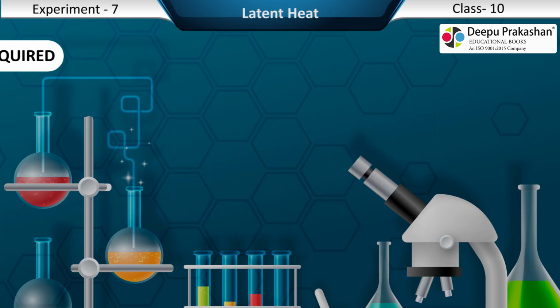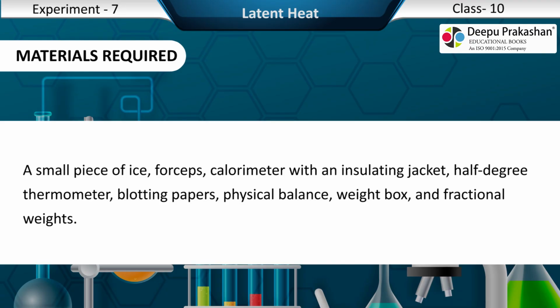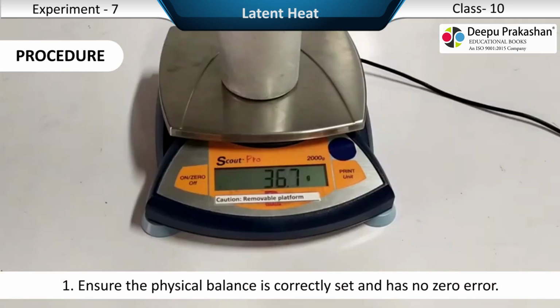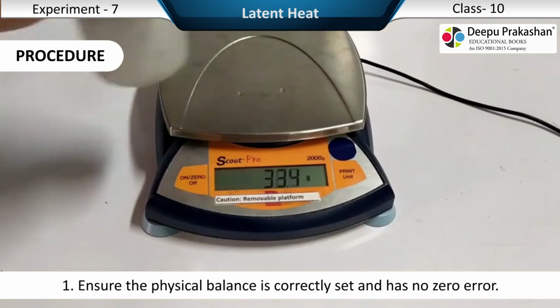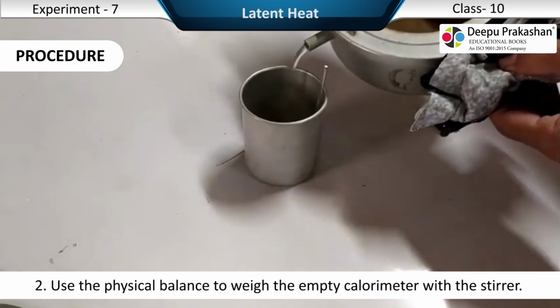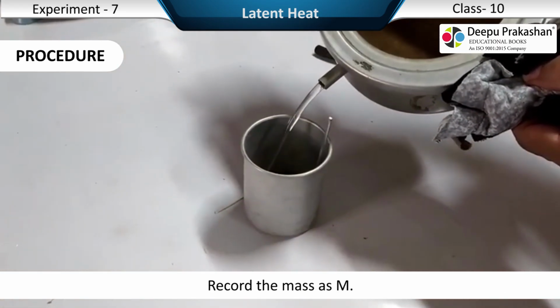Therefore, materials required: a small piece of ice, forceps, calorimeter with an insulating jacket, half-degree thermometer, blotting papers, physical balance, weight box, and fractional weights. Procedure. 1. Ensure the physical balance is correctly set and has no zero error. 2. Use the physical balance to weigh the empty calorimeter with the stirrer. Record the mass as M3.